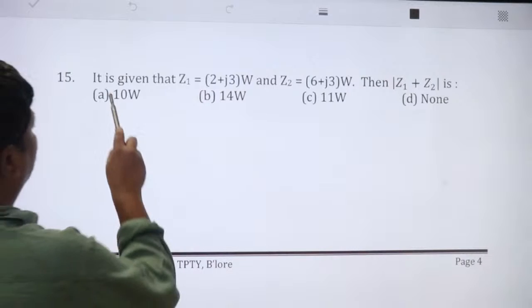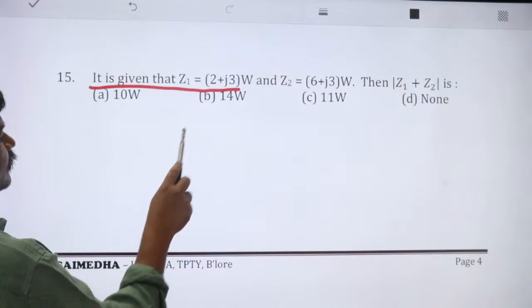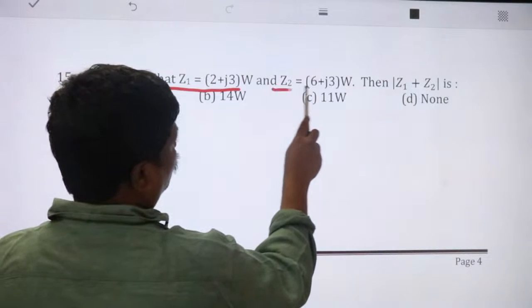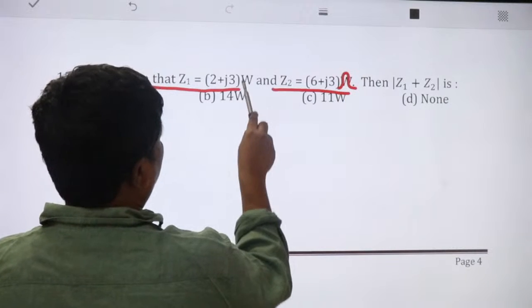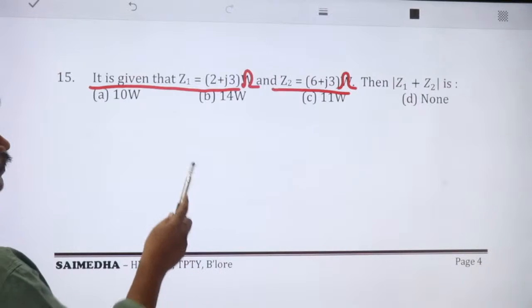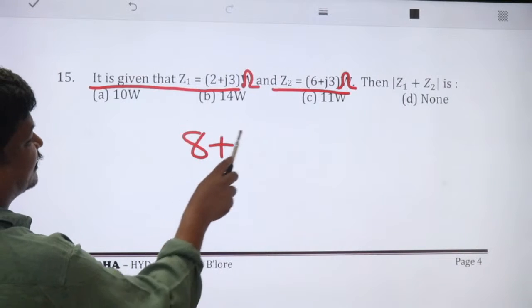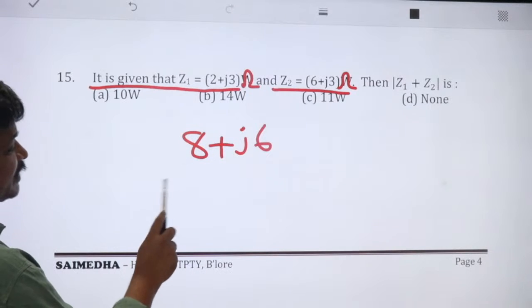It is given that Z1 is equal to 2 plus J3. Z2 is equal to 6 plus J3. They are in ohms actually. All should be in ohms. Z1 plus Z2 is 8 plus J6. 8 plus J6 means what?